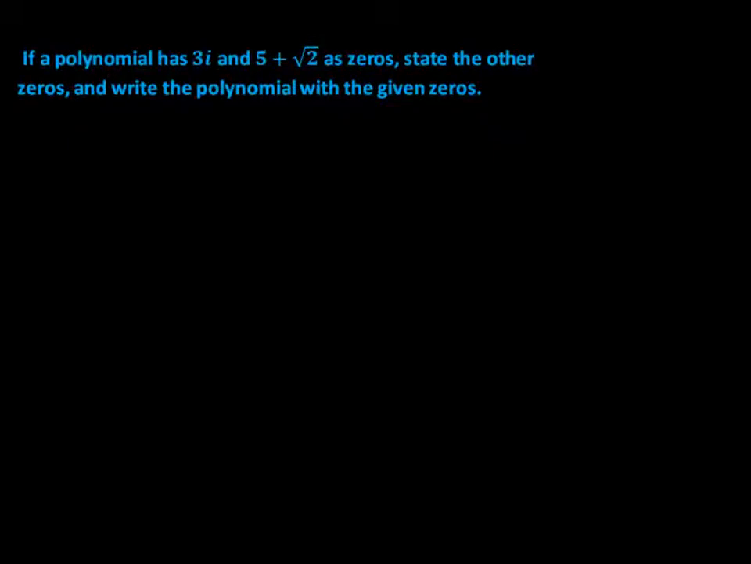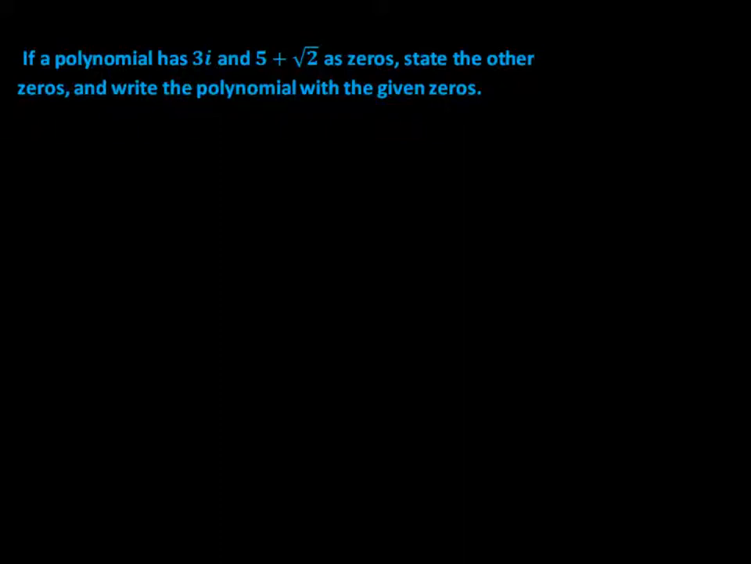Okay, so this was one of the tougher problems from week 10, or section 4.4, in this course. It says, if a polynomial has 3i and 5 plus radical 2 as zeros, state the other zeros and write the polynomial with the given zeros. So take a look at our zeros we have.